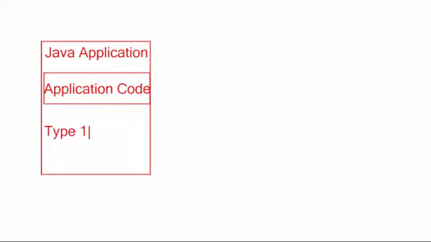So Type 1 JDBC driver. Type 1 driver is nothing but one Java class. All JDBC drivers are classes. You take Type 1, Type 2, Type 3, Type 4, all are classes in Java. This is one class. This class we will load with the application code. That means Type 1 driver or Type 2 driver, any driver, will be there in the Java program only.